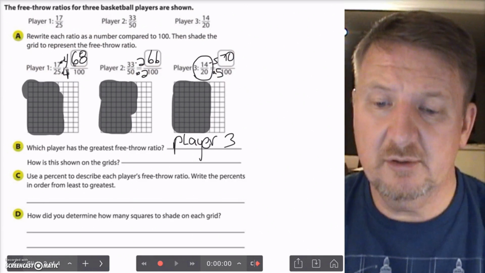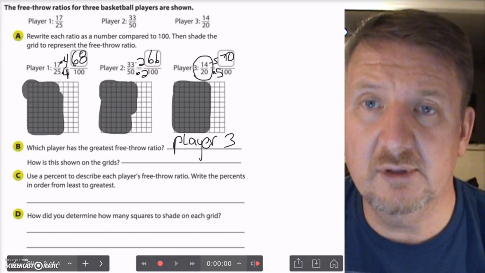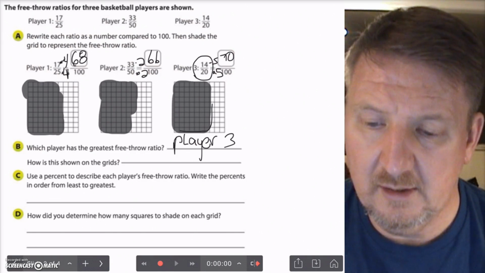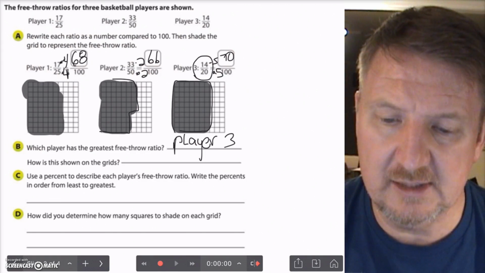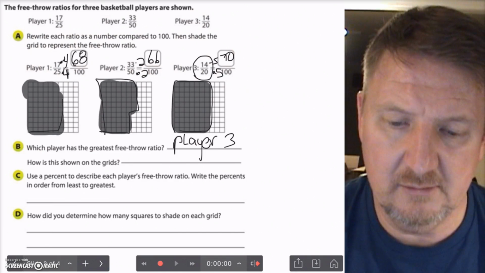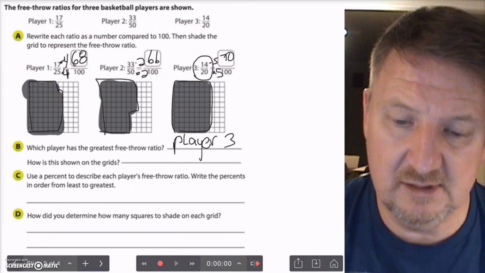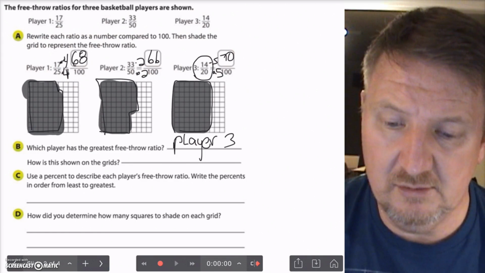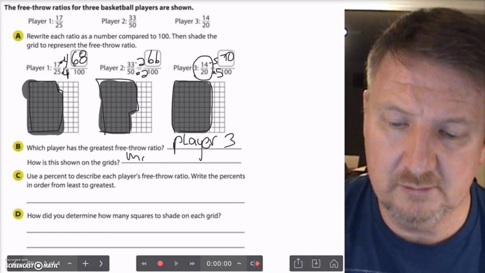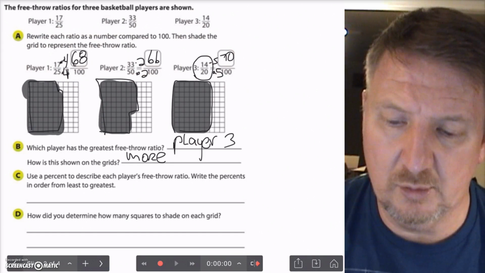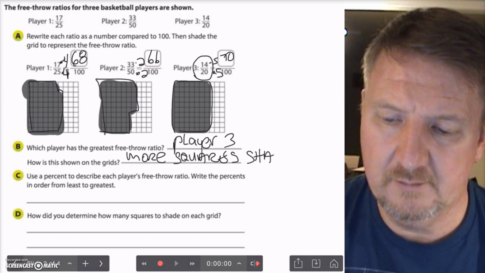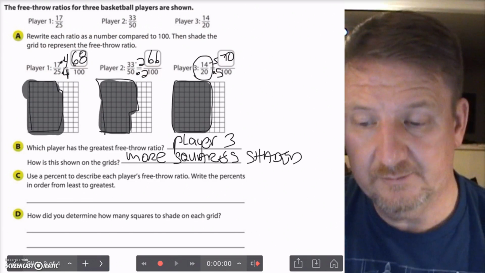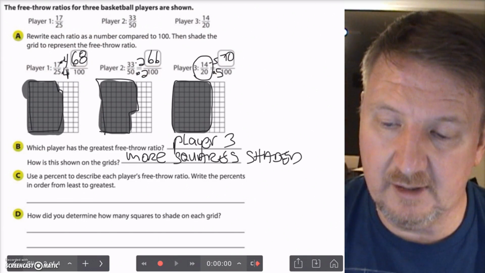All right, how is this shown on the grids? Well, you can just look at the grids and tell that this grid here has more squares colored in than, say, this grid, which only has this number, and this grid, which, even though it's 2 less, is still less than 70. So, to keep it simple, he has more squares shaded. All right.